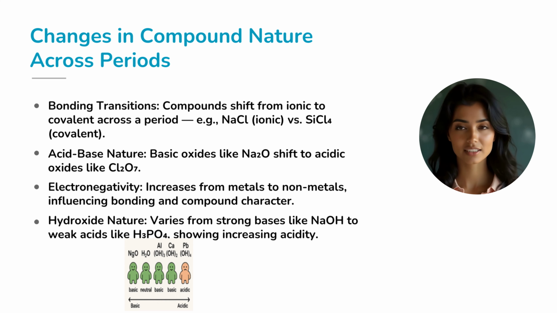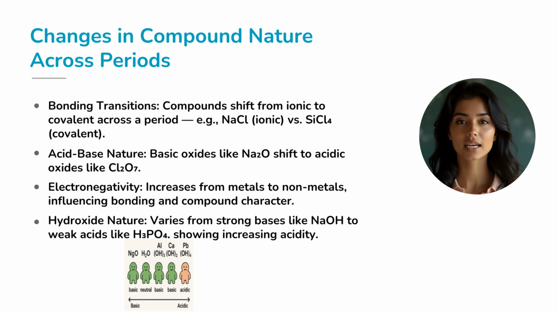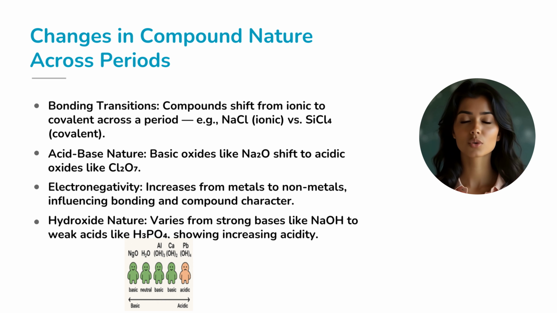Let's talk about oxides, compounds formed with oxygen. Sodium oxide, Na2O, is strongly basic. Magnesium oxide, MgO, is basic. Aluminium oxide, Al2O3, is amphoteric. Silicon dioxide, SiO2, is weakly acidic. Phosphorus pentoxide, P2O5, is acidic. Sulfur dioxide, SO2, is strongly acidic. Chlorine heptoxide, Cl2O7, is very acidic. You can see the acid-base character shifts from strongly basic to strongly acidic across a period.